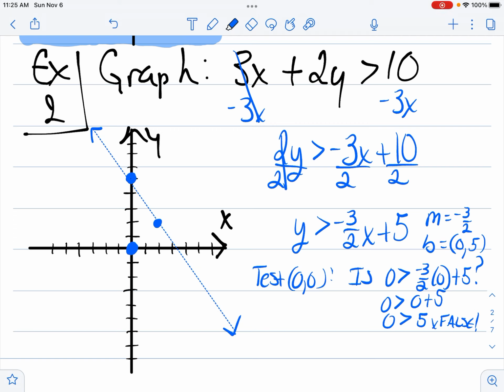So 0, 0 is below the line. Since that was not a solution, now I know that the solutions are on the right side of the line, or above the boundary line. So I'm going to represent that region by shading it.